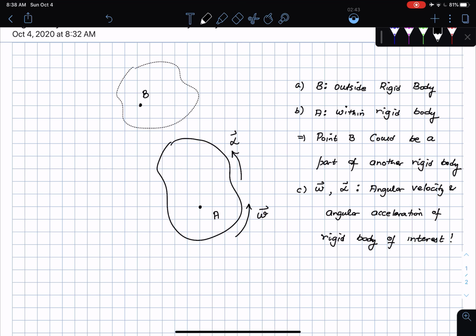So this is a rigid body. The one that is drawn in the dark color is the rigid body that I'm interested in. Point B is a point on another rigid body. And here is the idea. I want to look at the motion of point A and point B from the perspective of an inertial observer.